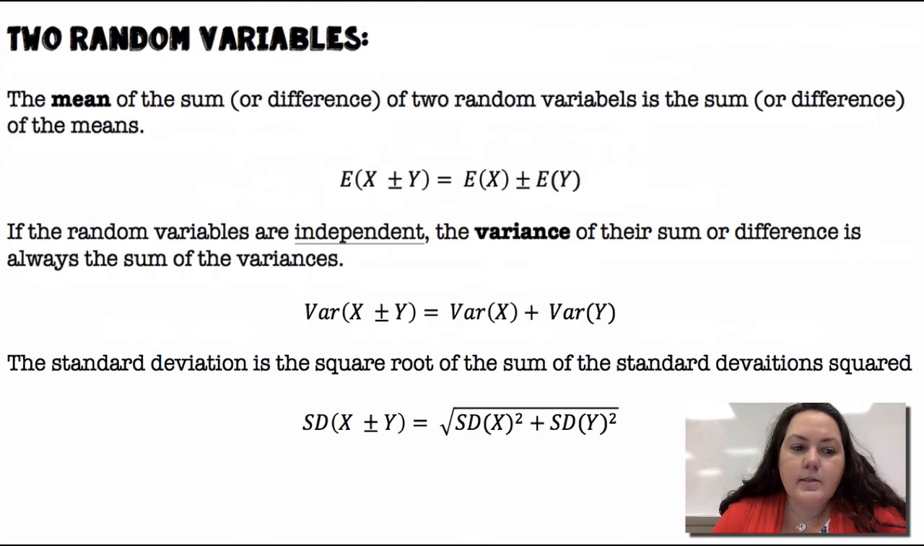Two random variables. The mean of the sum or difference of two random variables is the sum or difference of the means. So I can add and subtract the means and I'll get the sum or difference. If the random variables are independent, the variance of their sum or difference is always the sum of the variances. The standard deviation is the square root of the sum of the standard deviations squared. Standard deviations squared are variances, so it's the square root of the sum of the variances. With standard deviation and variance, with your spreads, you're always going to be adding.